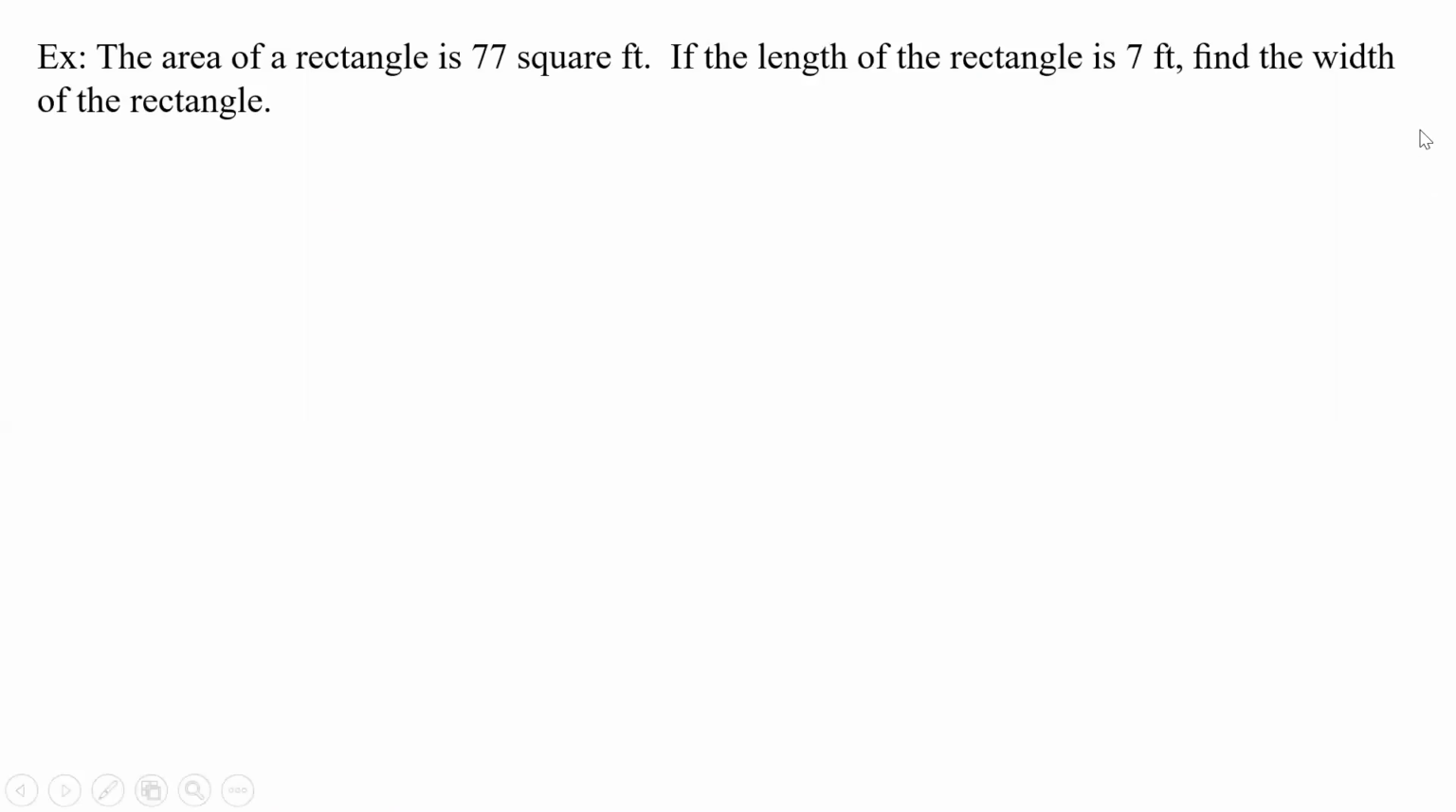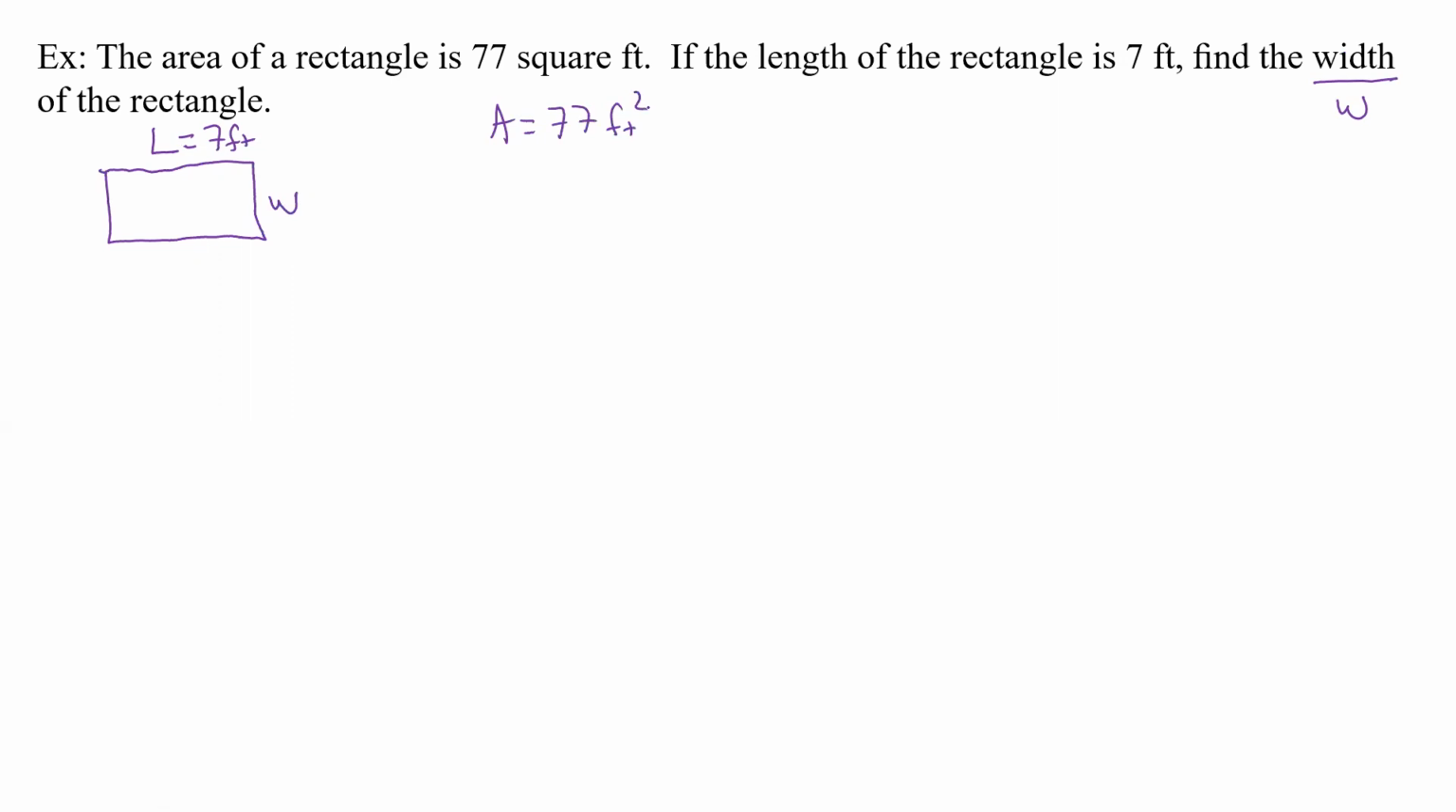All right, so here we have another rectangle. So let's go ahead and draw what a rectangle looks like and label what we know. We know the length and we know the width. So now let's read what it asks for. It says the area of a rectangle is 77 square feet. If the length of the rectangle is 7 feet, find the width of the rectangle. Well, we're looking for this time the width, so we'll call just width W. And it says the length is 7 feet. And it says the area is 77 feet squared.